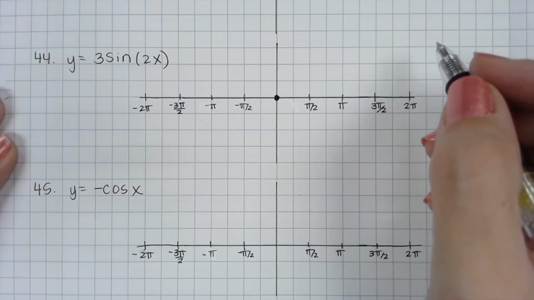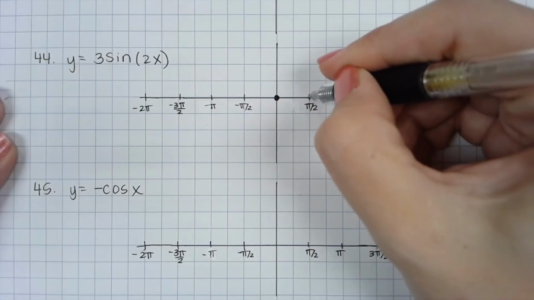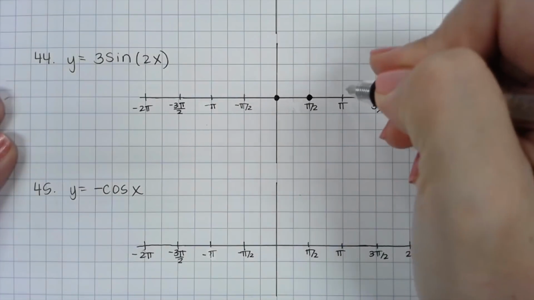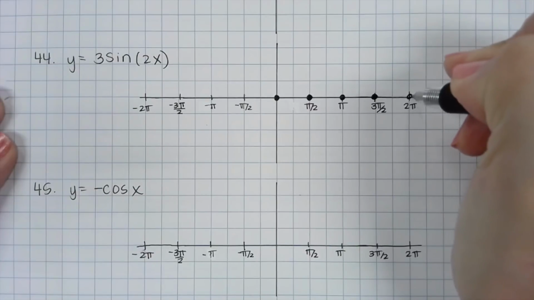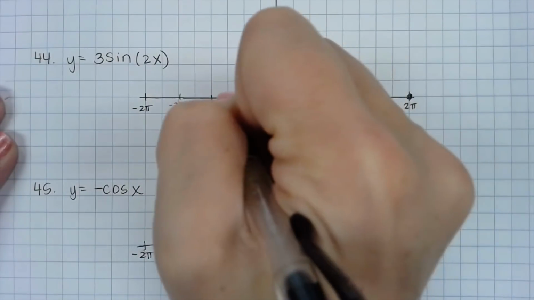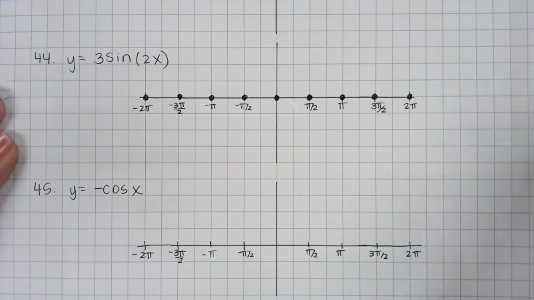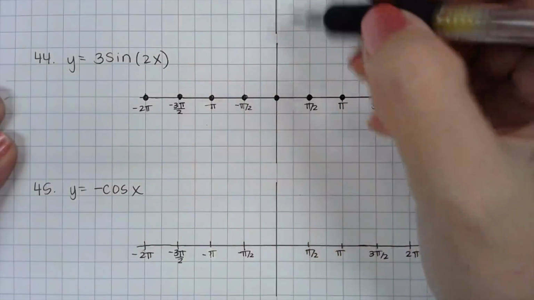But what this 2 does, it's a horizontal compression by a factor of a half. It means that it's going to get back to 0 twice as fast. So that means that the 0 that would have been here comes over here half as far, and then the 0 that would have been here comes over here half as far. So when there's a 2 inside with the x on sine, it means that your graph is going to be hitting 0 every pi over 2 units. So it's going to have a shorter period because the waves are going to happen more quickly.